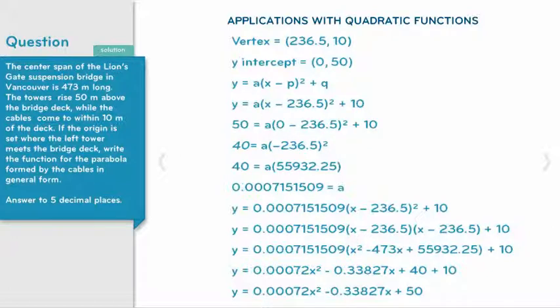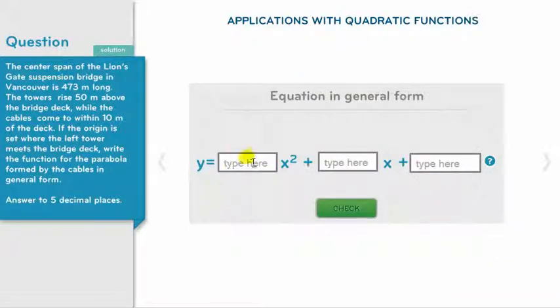And our final answer. So our a value was 0.00072. Our b value was negative 0.33827. And our c value was 50.